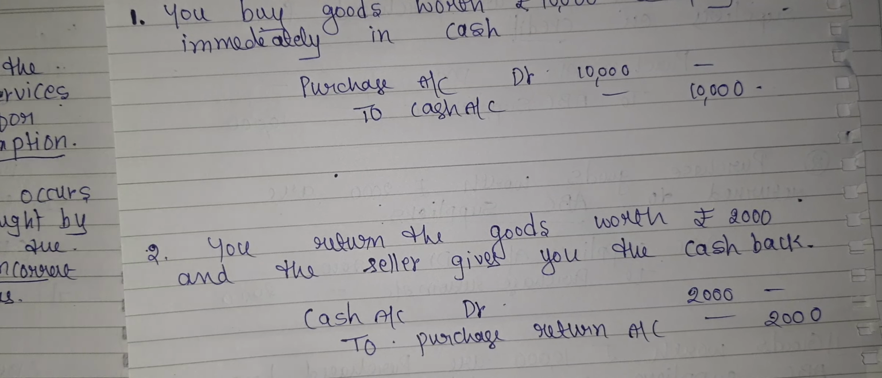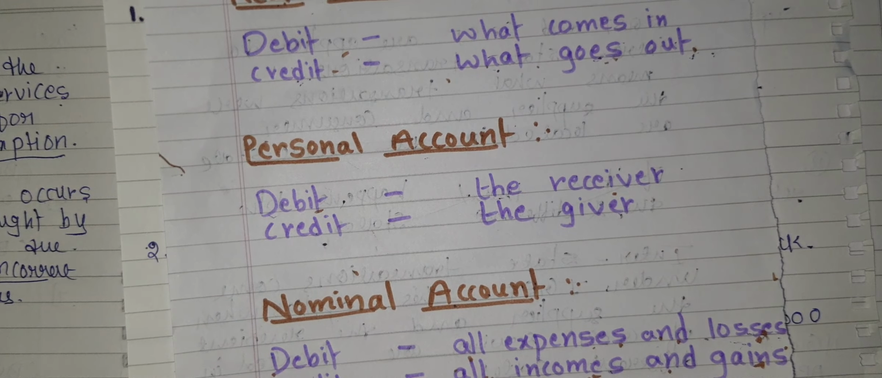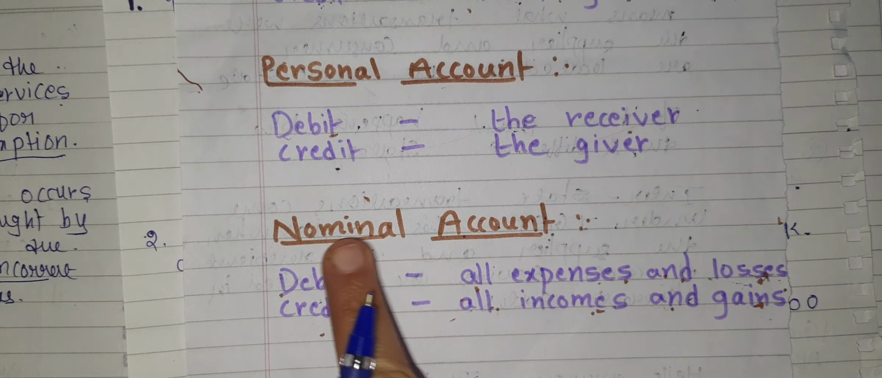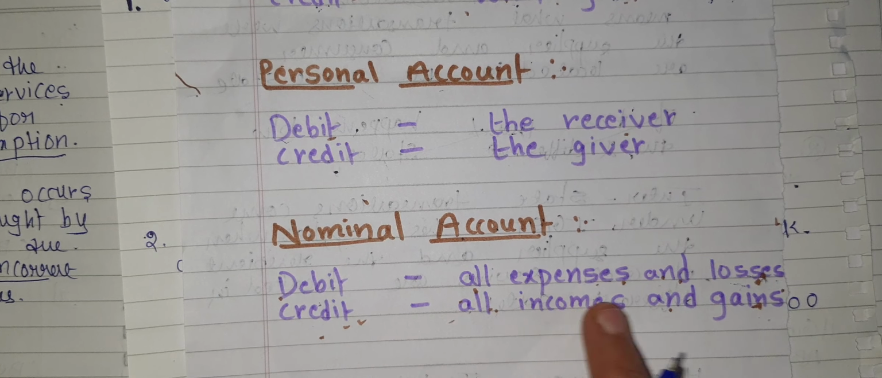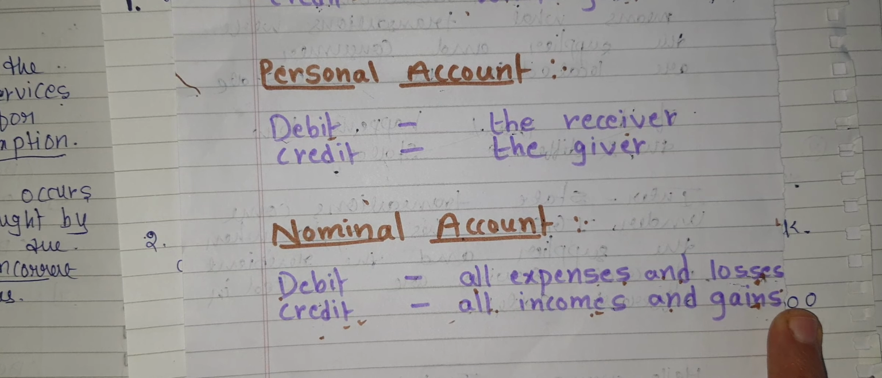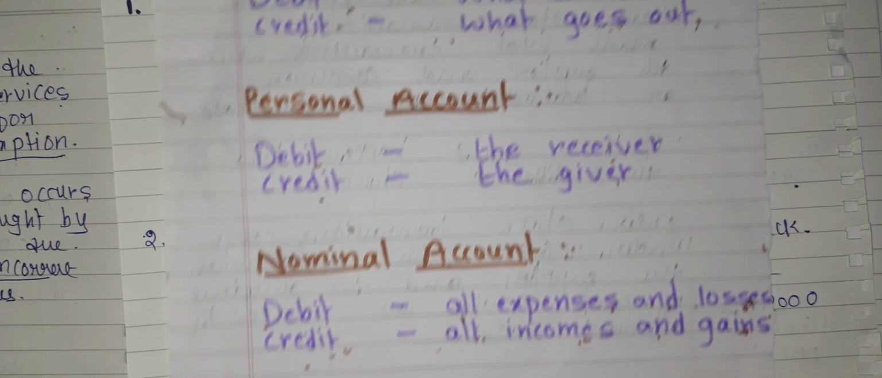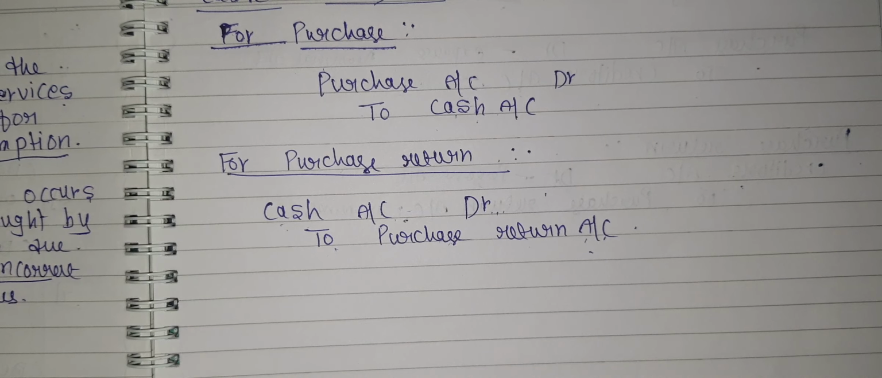Purchase return account is credited. It falls under nominal account and the rule of nominal account is credit all incomes and gains. Okay, I hope this example is also clear to you all.